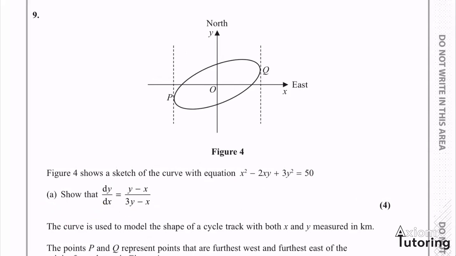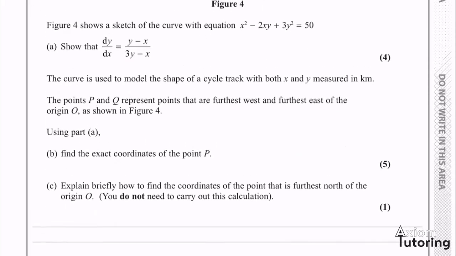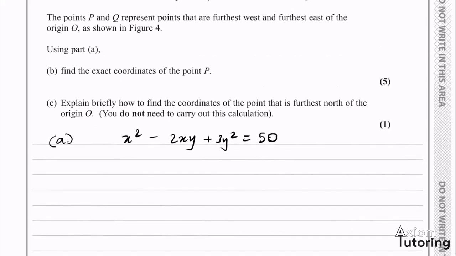To show that, what we want to try and do is differentiate this expression to see if we get the same thing here. So let's have a go at that. Let me scroll down. We're doing part A here. Let me rewrite the equation of our curve, x squared minus 2xy plus 3y squared equals 50. So we want to differentiate this.